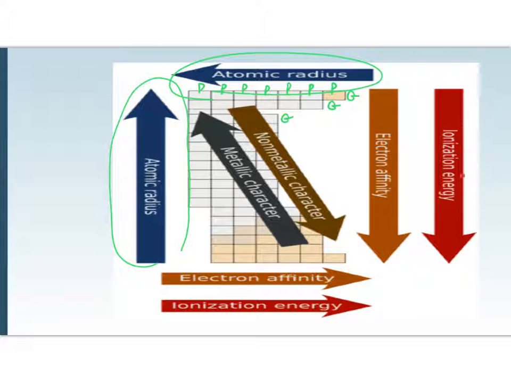And again, ionization energy just increases this way as the number of valence electrons increases along a period. So you can tell that this is the summary of what we have done so far.